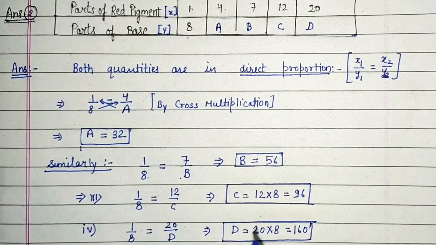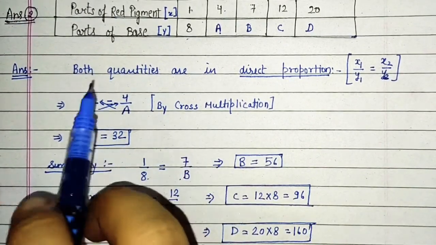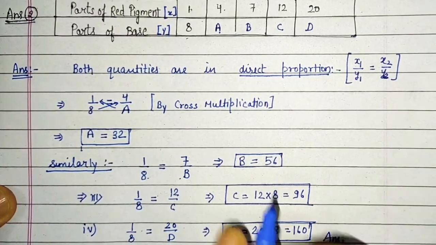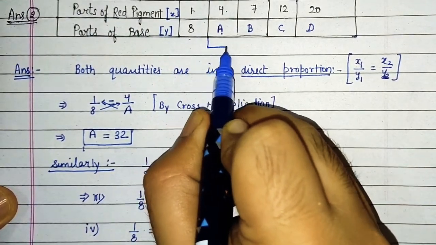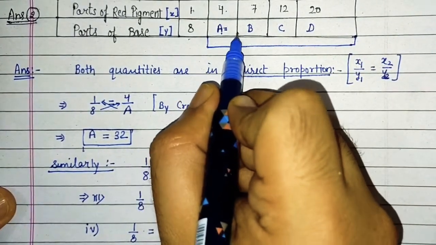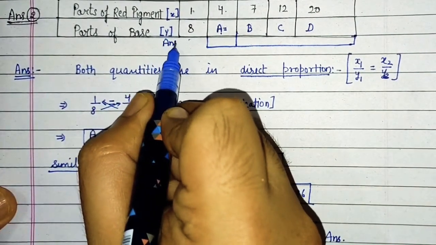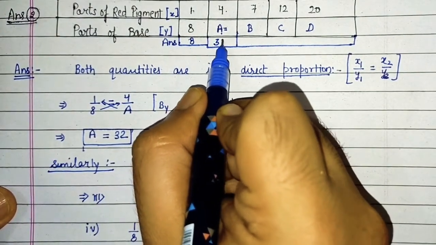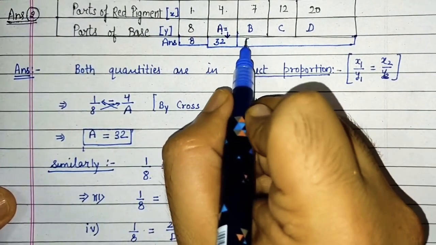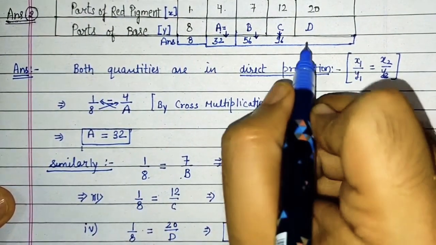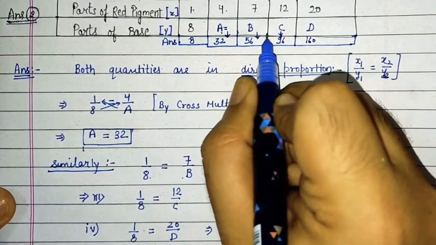So here these values are parts of base. a is equal to 32, b is equal to 56, c is equal to 96 and d is equal to 160. This is your answer. You can also mention here the values in this table. So here you can write the answer: a is equal to 32, b is equal to 56, c is equal to 96 and d is equal to 160.